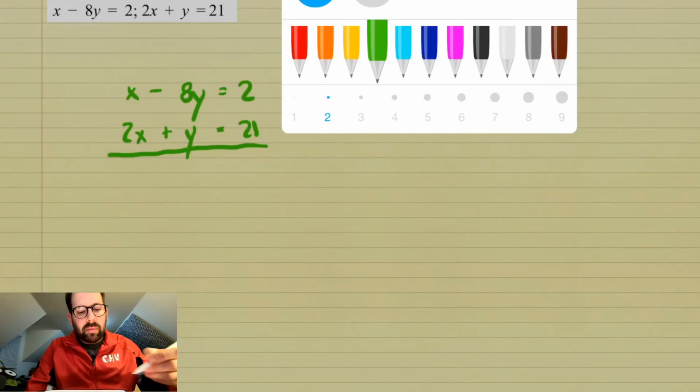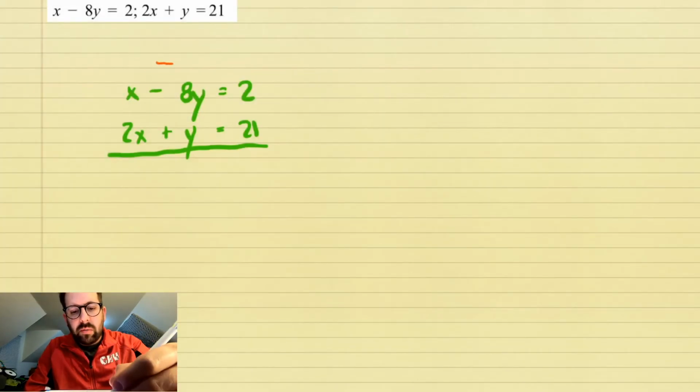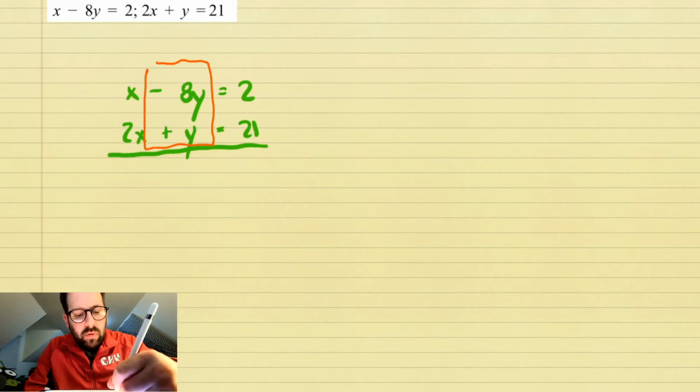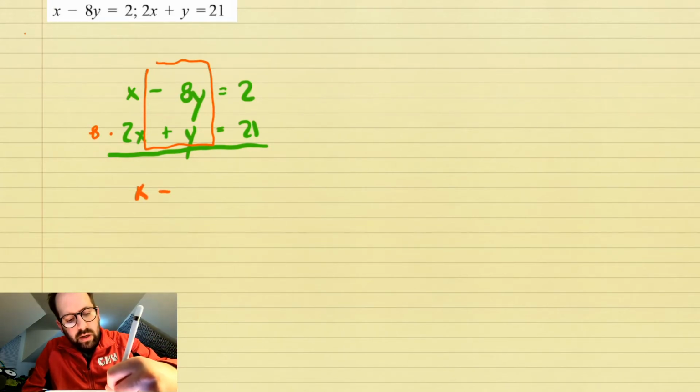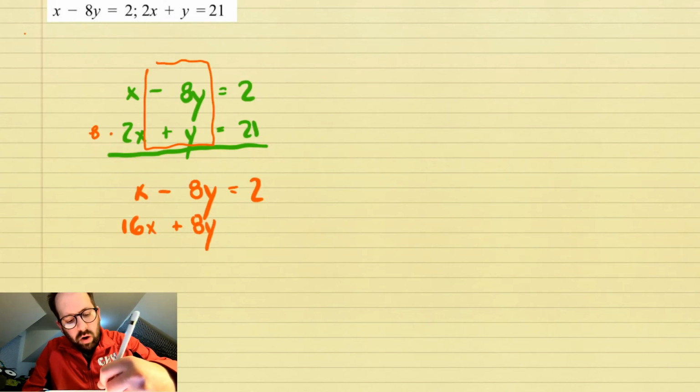I'm going to pick one of the letters. I'm going to pick the y's in this case. I know that seems a little goofy, but I'm going to pick the y's here. I want to make them the same number, so I'm going to multiply the bottom row by 8. The top row, I'm going to leave it alone. It already has an 8 there in front of the y. So there's the top equation. The bottom row, I'm going to multiply everything by 8. So I have 16x plus 8y, and 21 times 8. What is that, 168?